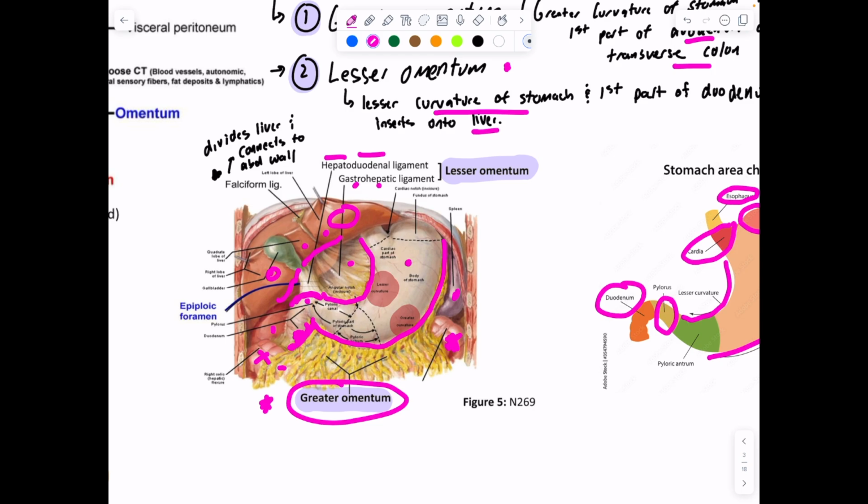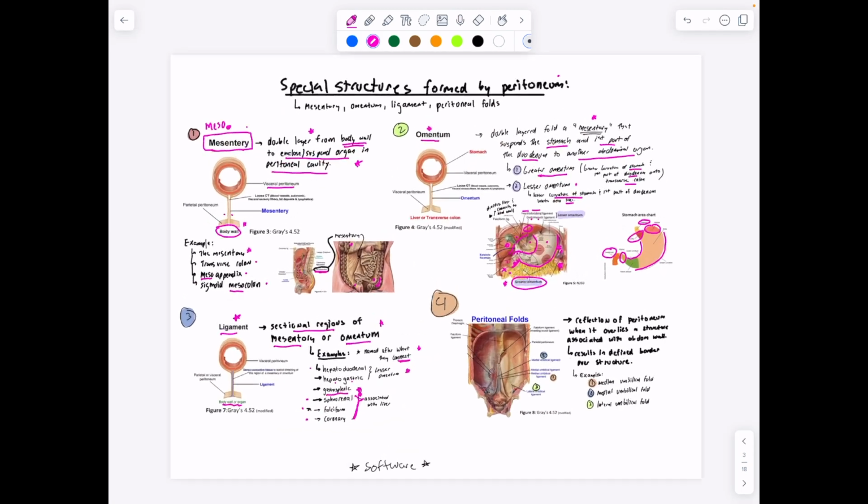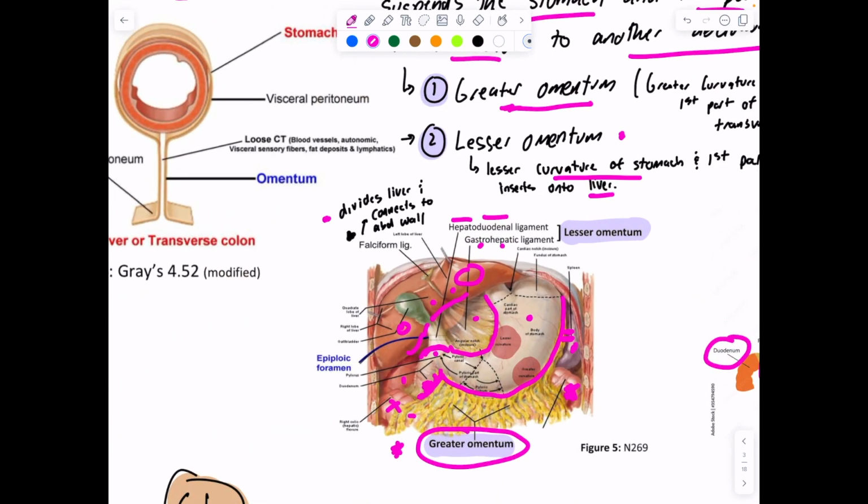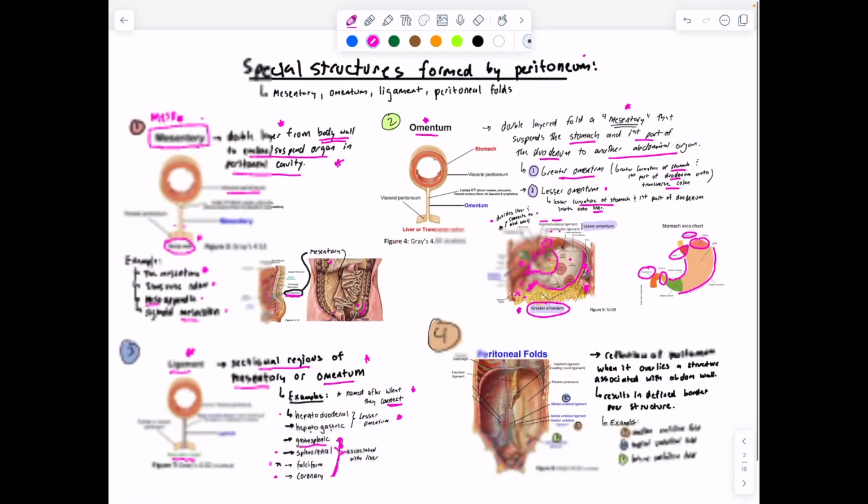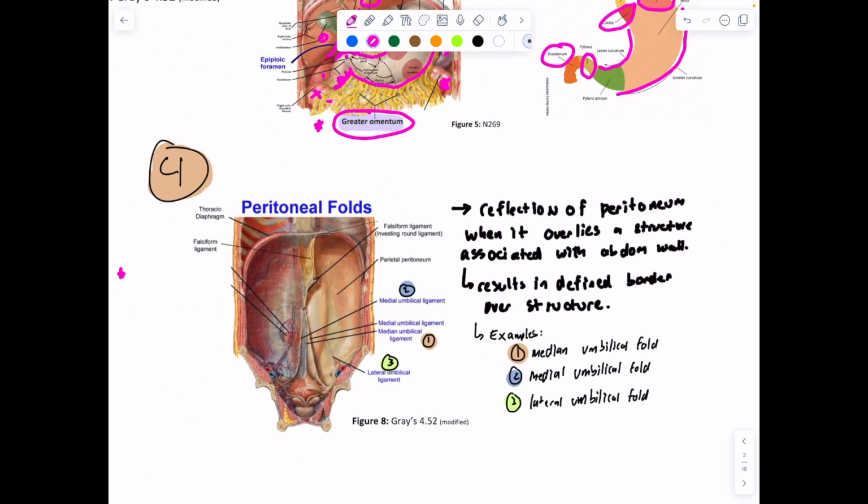All right, and we have the gastrosplenic, which would be right here, and then falciform in particular is going to divide the liver into two and connect it to the abdominal wall in the back, and then the coronary ligament is going to connect the liver to the diaphragm.